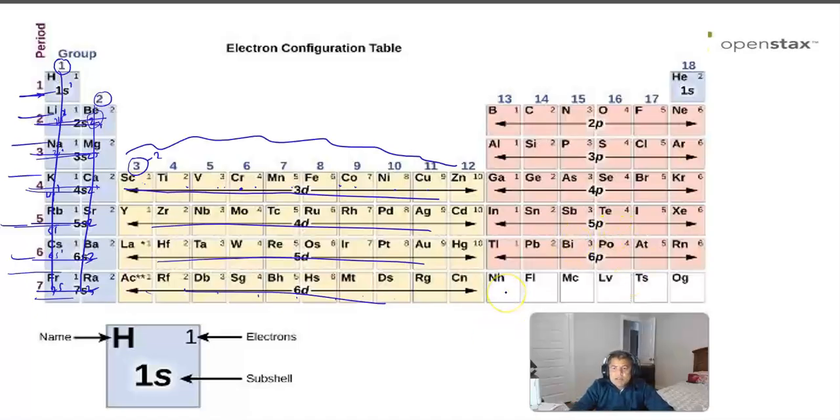And if you think about it, they are the p's. These are the p block elements, so their end will be p. This will be 2p1, 2p2, 2p3, 2p4, 2p5, 2p6. This is 3p1, 3p2, 3p3, 3p4, 3p5, 3p6. Like that.